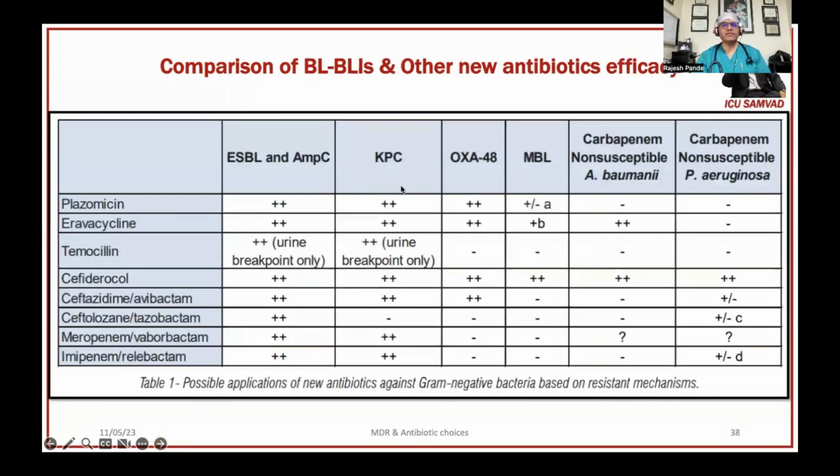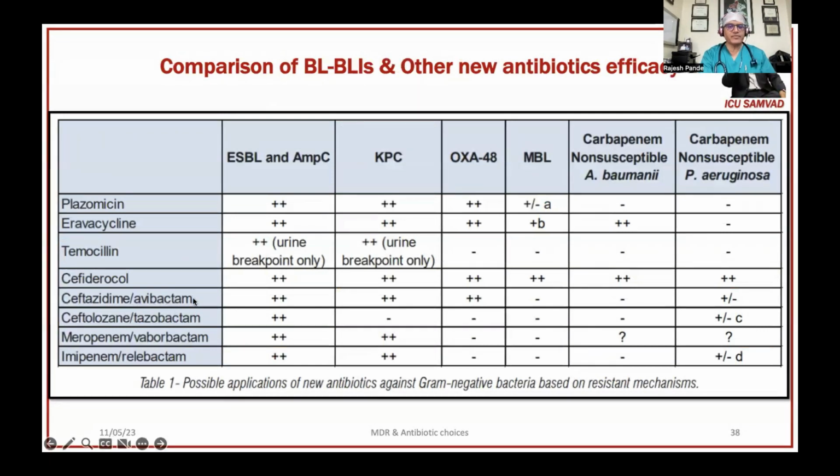So the same thing, the BL/BLI combinations have been compared with other newer antibiotics. So all these are new: plazomicin, eravacycline, temocillin, cefiderocol, and these are the BL/BLIs. So you can see. Now, let us pick up one which is available, which we are using.